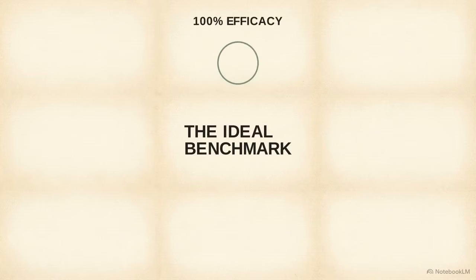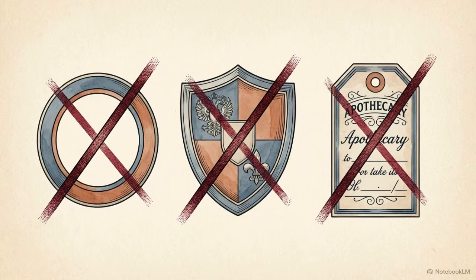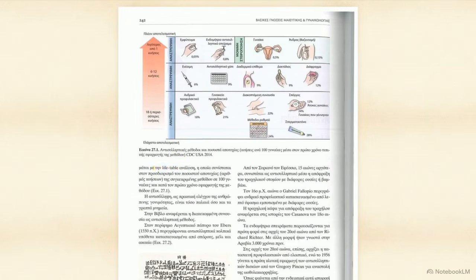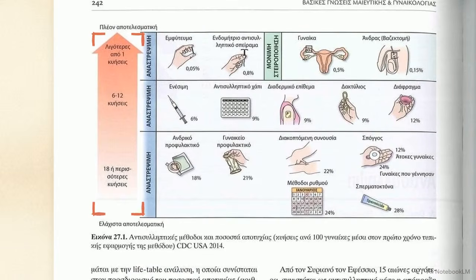It must be 100% effective, completely devoid of clinical complications, and easily accessible at a low cost. To date, this perfect pharmacological profile has not been engineered. This chart shows the CDC's 2014 Contraceptive Efficacy Scale, built using life table analysis. This statistical method calculates failure rates by tracking the exact number of pregnancies that occur per 100 women during their first year of applying a specific method.